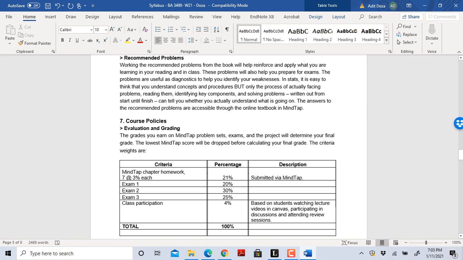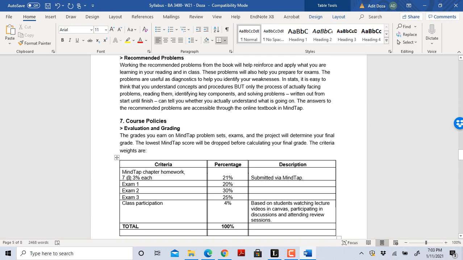So Mindtap homeworks, there are total 7 chapters, each is 3%. So total percentage is 21%. Okay, you have to submit it by Mindtap. Exam 1, chapter 9 and 10, 20%. Exam 2 is chapter 11, 12, 13, 30%. Exam 3 is last 2 chapters, which is 14 and 15. That's 25%. And class participation is 4%.